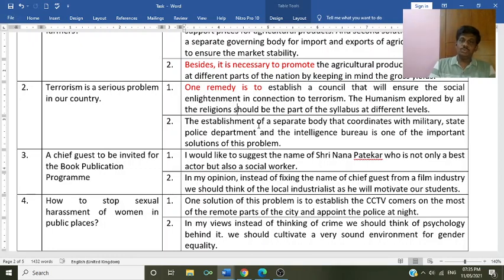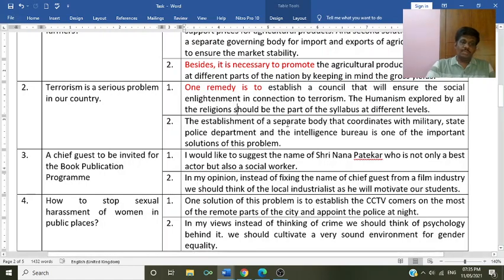He tried to convince other group members to put the humanism explored by all the religions in the syllabus. And the second is thinking from a different perspective. He is thinking from social security. He wants to establish a body that will efficiently attain the problem of terrorism. So these are two different perspectives and two different solutions for a single problem.